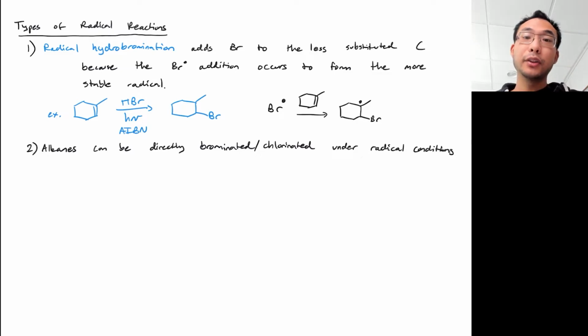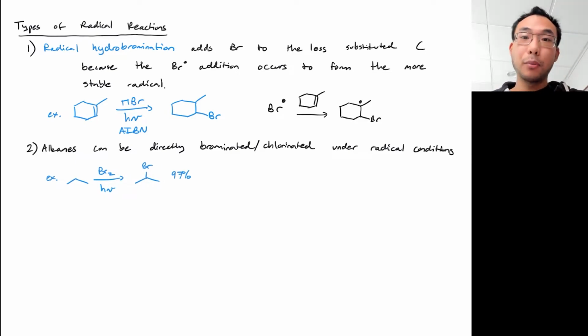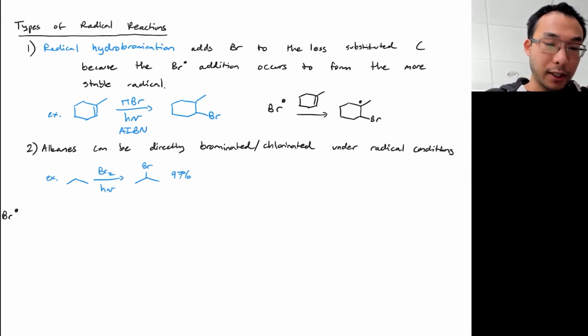You can actually also halogenate, specifically brominate and chlorinate, alkanes under these types of radical conditions. So just to give you an example, if I take propane and react it with bromine, Br2, in the presence of light, that's able to generate the molecule 2-bromopropane in 97% yield. So now let's look at a mechanism for this process.